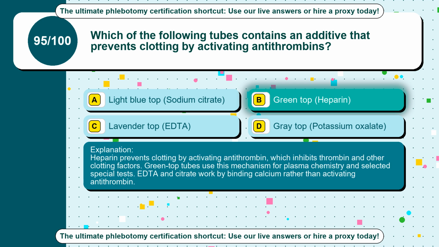Heparin prevents clotting by activating antithrombin, which inhibits thrombin and other clotting factors. Green top tubes use this mechanism for plasma chemistry and selected special tests. EDTA and citrate work by binding calcium rather than activating antithrombin.